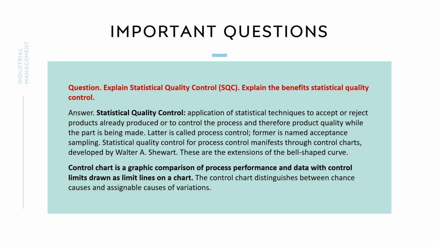Statistical quality control for process control manifests through control charts, developed by Walter E. Shewhart. These are the extensions of the bell-shaped curve. A control chart is a graphic comparison of process performance data with control limits drawn as limit lines on a chart. The control chart distinguishes between chance causes and assignable causes of variations.